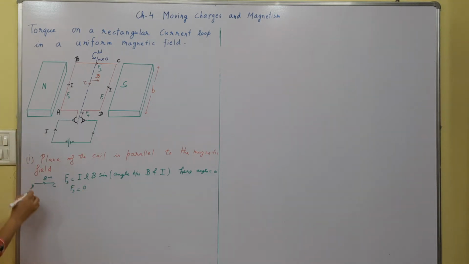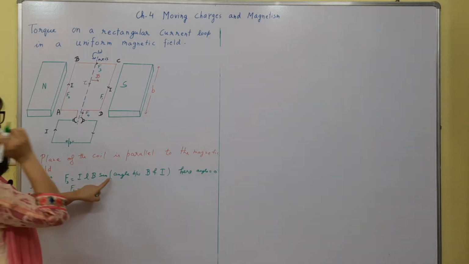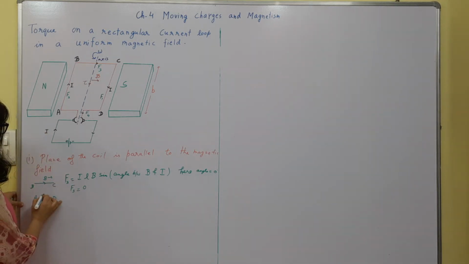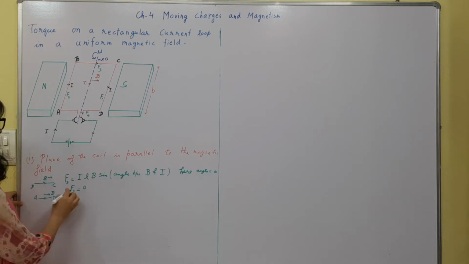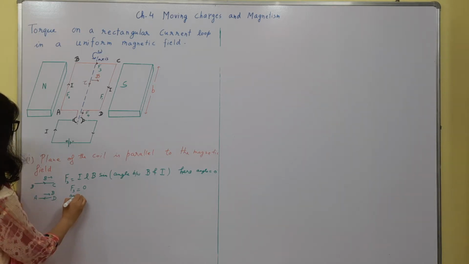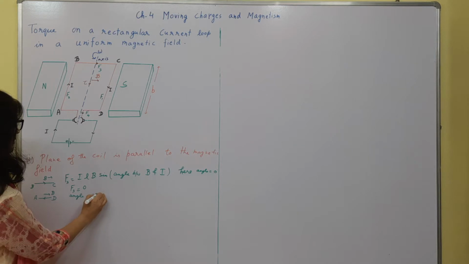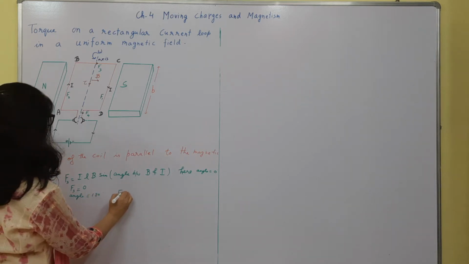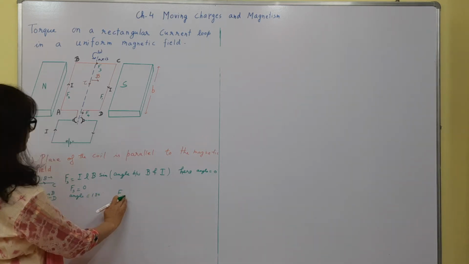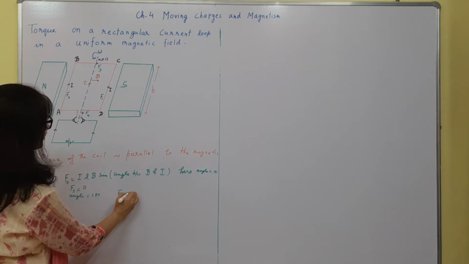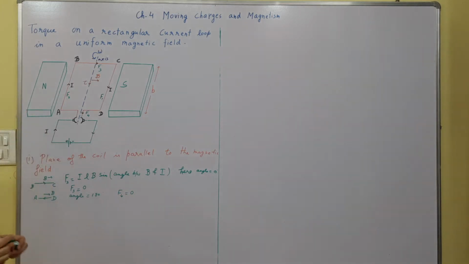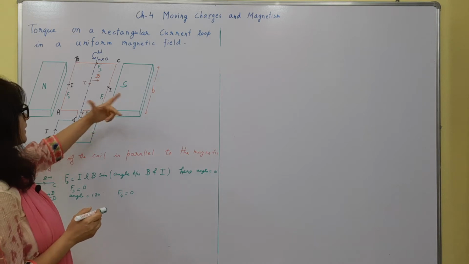Similarly, if I am talking about AD, the direction of current is like this, and the direction of magnetic field is opposite, so this will be sine 180 because the angle will be 180. Therefore F4 is also 0.